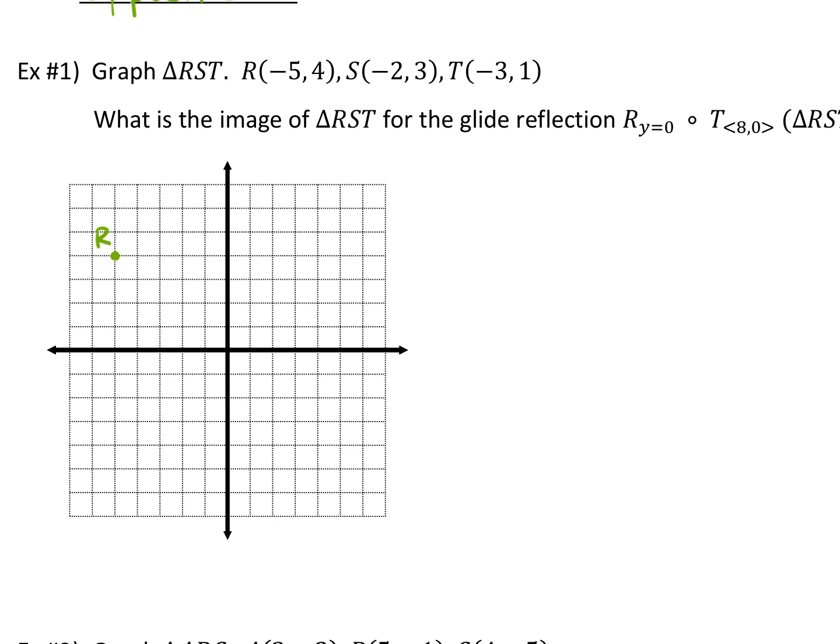Don't mark that? Yes, mark that. I'm saying don't try to do the glide reflection yet. So that's R. S is at negative 2, 1, 2, 3. And T is at negative 3, 1, 2, 3, 1. Okay, so plot that triangle.